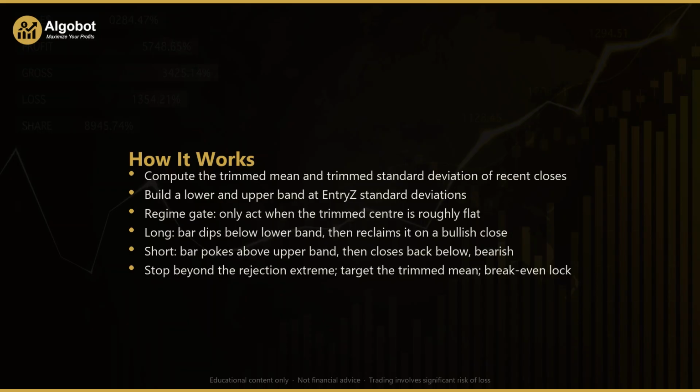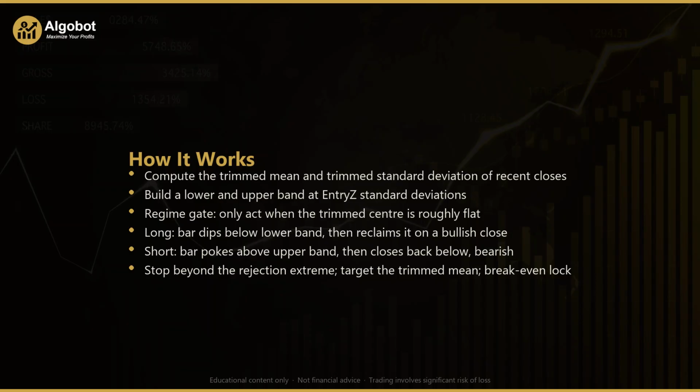Before considering any entry, the strategy checks the regime. It compares the current trimmed mean to the trimmed mean a few bars ago, set by slope lookback. If that difference is larger than FlatSlopeAtr times the current ATR value, the market is judged to be trending, and the strategy simply stands aside. It only proceeds when the center is roughly flat, meaning conditions are ranging.